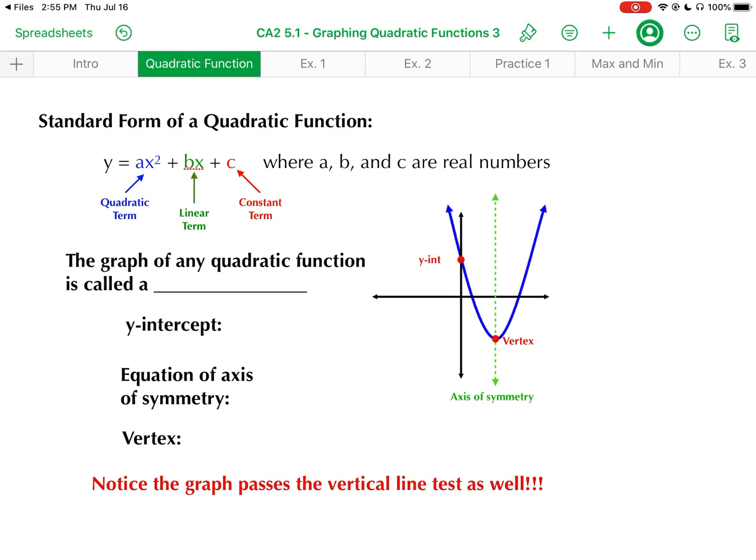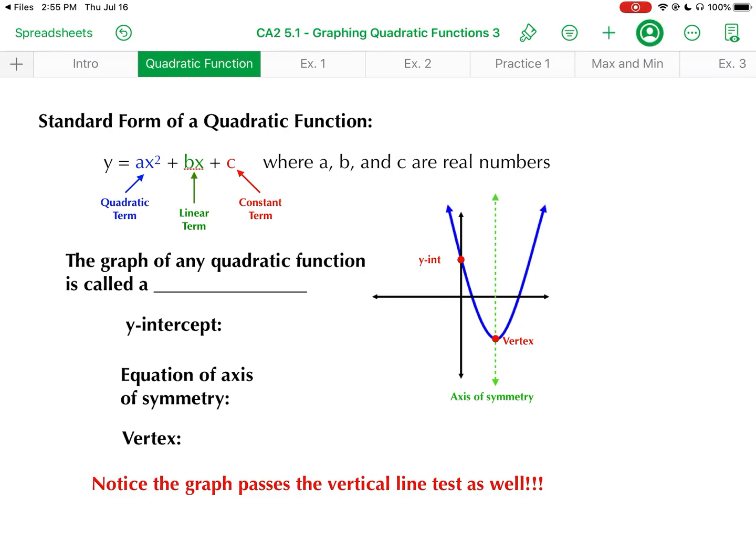So the standard form of a quadratic function is going to look as follows. You're going to have y equals ax squared plus bx plus c, where the values of a, b, and c represent any real number, okay? Now, what makes this a quadratic function is the fact that you have that first term of ax squared, where the power on the variable is 2. So that's known as your quadratic term. And then the middle term of bx, that's your linear term. And then c is constant, okay?